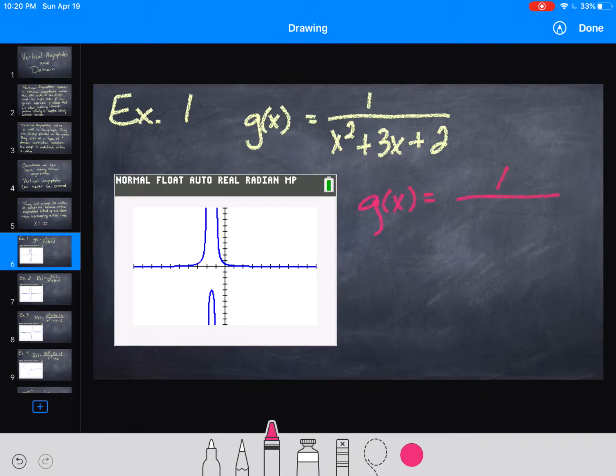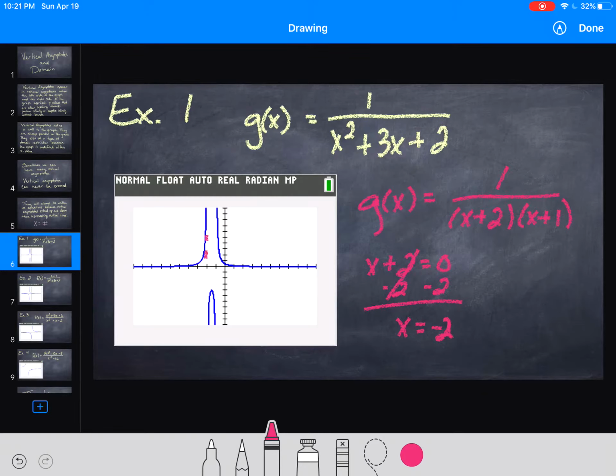So I end up with g of x is equal to 1 all over. I'm going to factor my denominator using MIFTER. I end up with the factors x plus 2 and x plus 1. After I make sure no factors cancel, I'm going to go ahead and set my factors equal to 0. My first factor is an x plus 2. If I set it equal to 0 and solve for x, I end up with x equals negative 2.